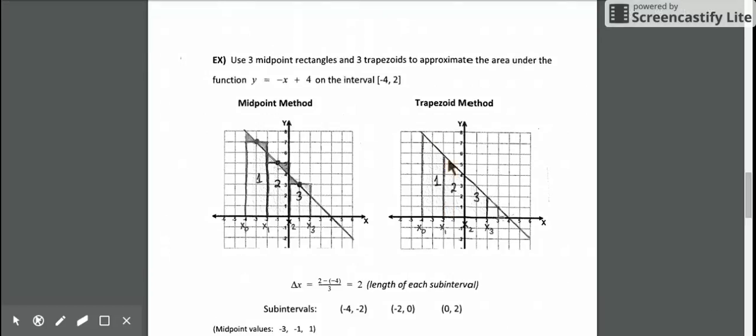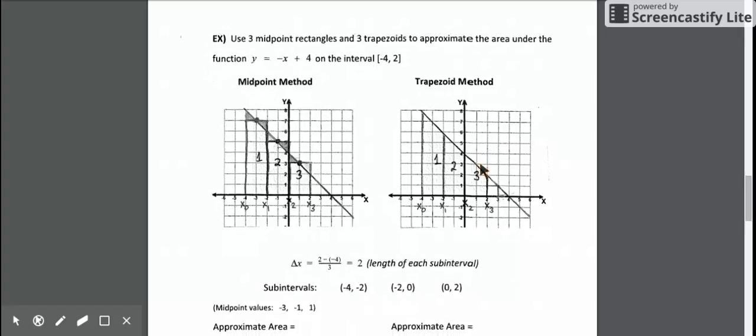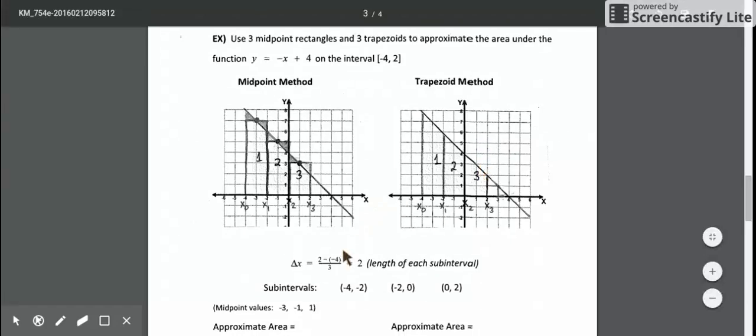As the function gets curvier, the trapezoidal method is no longer the exact area, it's just the closest approximation. But with linear functions, trapezoids are going to give us the actual area. So we still have subintervals of length 2, that hasn't changed. We're using 3 trapezoids on this interval, so each of them has a subinterval length of 2. So our subinterval values are going to be the same.